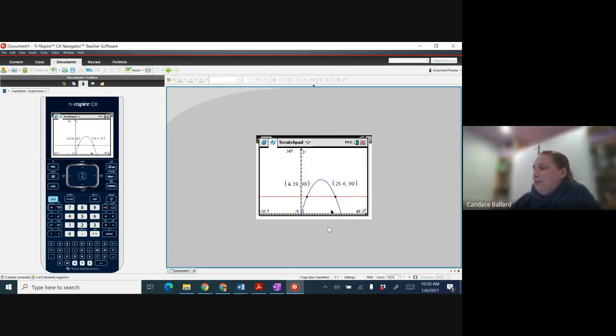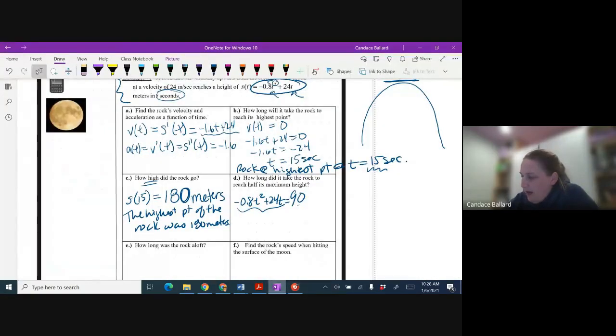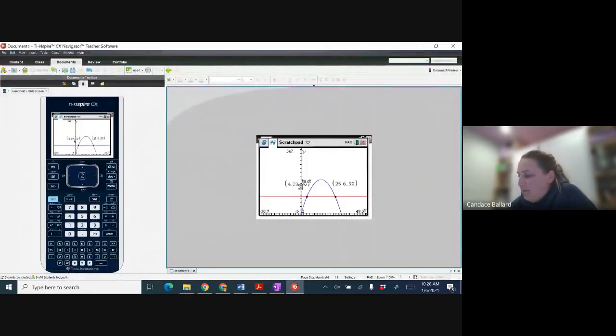If you were being asked this question, how long did it take the rock to reach half of its maximum height? The answer that makes more sense is half the first time, not half the second time, right? It's a quadratic, so we know it's going to have 2 answers, right? But it would reach half of its height in about 4 seconds, versus we wouldn't wait for it to come back down at 25 seconds. So half the height would be the first number that we see.